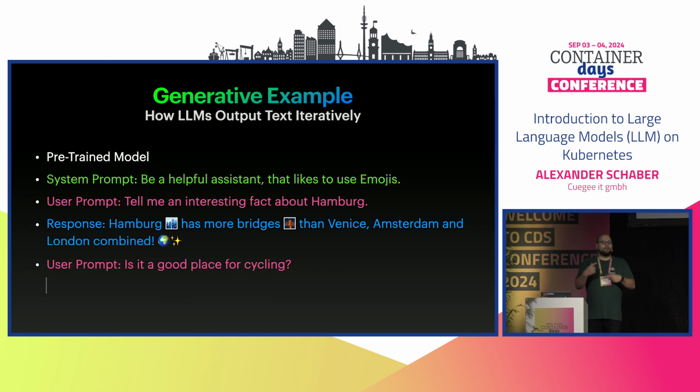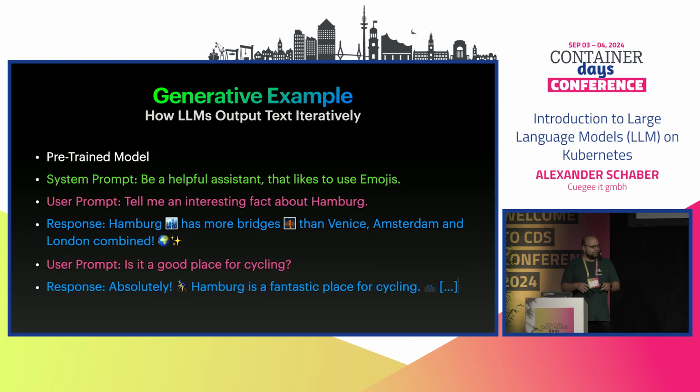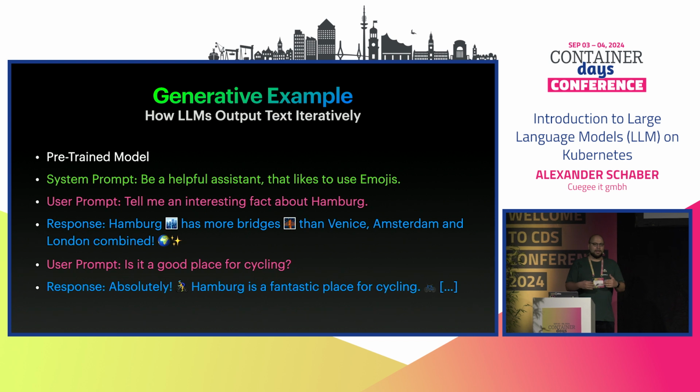At that point, it repeats itself. So it takes the pre-trained model, it takes the system and the user prompt, and then Hamburg as the new input for the next iteration. And it keeps doing that until it feels like, okay, I kind of feel like I answered the question. And then when I add another prompt, it does that all over again.